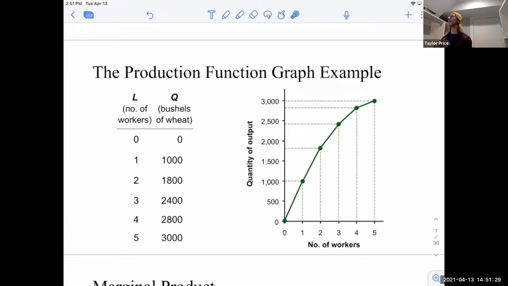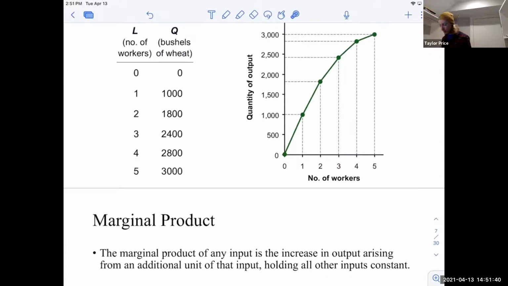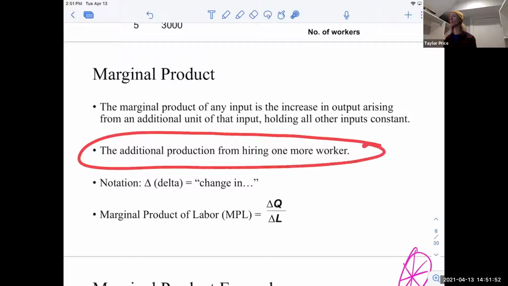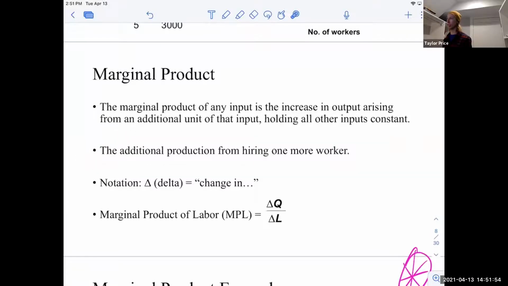So there's this decreasing amount of output as you add additional workers. We can think about that as the marginal product. The marginal product is getting at the question of what is the additional quantity produced, or the additional production, from hiring one more worker. And we have an equation that we can actually use to figure that out.